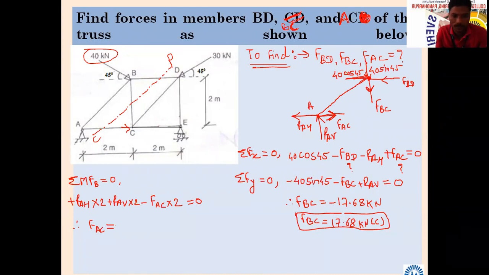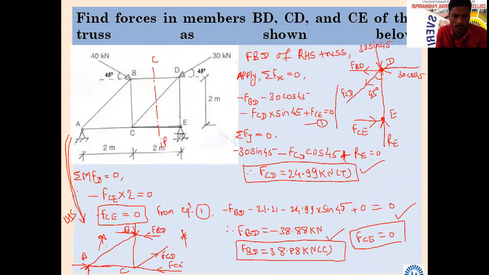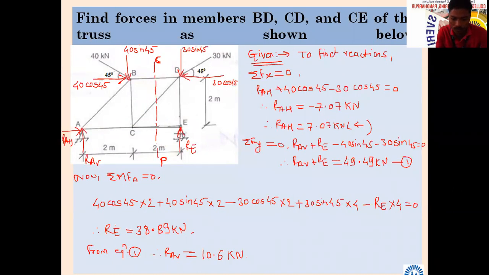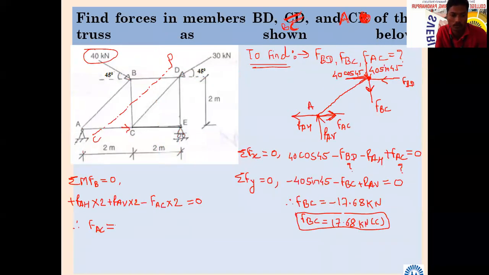What is value of RAH? 7.07 into 2. Correct. Plus, what is value of RAV? 10.6 into 2, divided by 2. 17.67. Yes, sir. 17.67. It is coming plus, means our assumption is correct. It is tensile only.